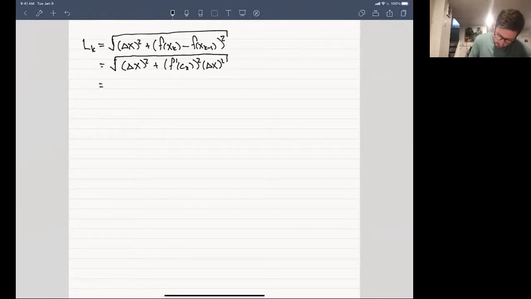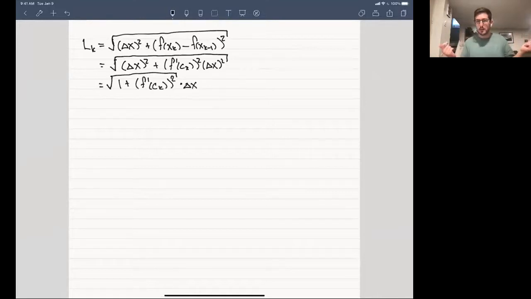And so this leaves me with 1 plus f prime of c_k squared, and then all times delta x squared. So I pull out the delta x squared, it comes out from under the square root, the square and the square root cancel each other, leaving me with just a delta x.